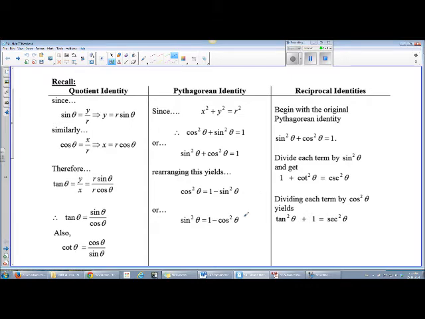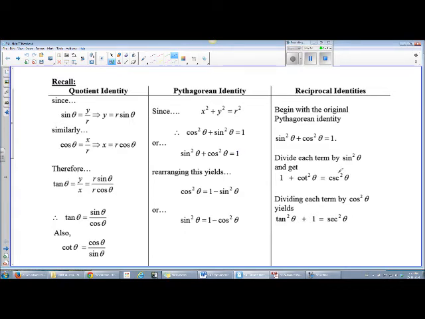Then to get to the reciprocal identities, we start with this identity here, sine squared theta plus cosine squared theta equals 1. If we divide all three terms, i.e. both sides of the equation, by sine squared theta, we divide sine squared theta by sine squared theta, which gives us 1. Cosine squared theta by sine squared theta gives cotangent squared theta. And 1 divided by sine squared theta gives us cosecant squared theta.